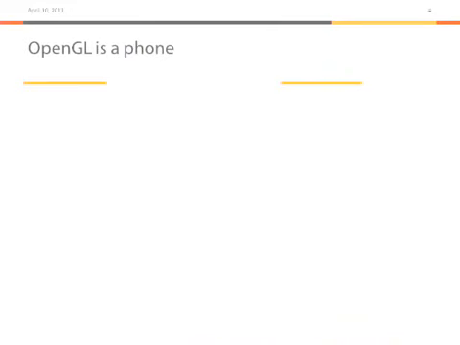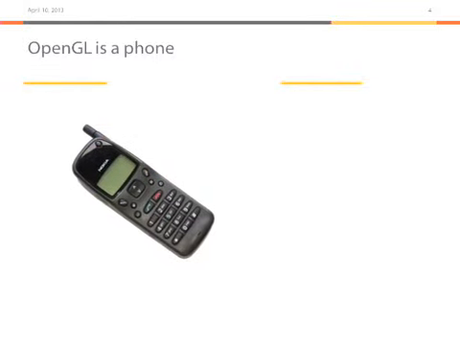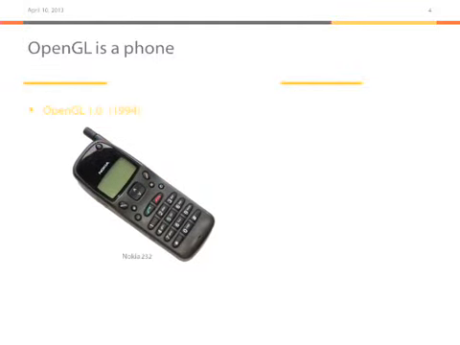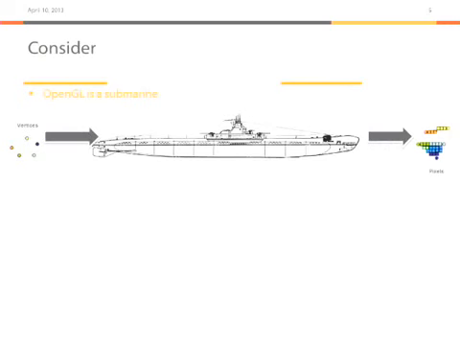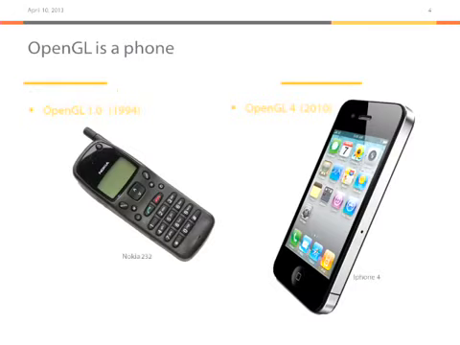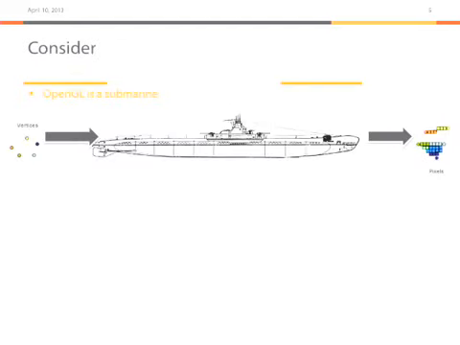Just imagine that OpenGL is a phone. It means that you have been using OpenGL, the first version from 1994. However, the last release corresponds to 2010, so you don't like to use the old phone, right? So what will be the difference between one way to work or the other one? Imagine OpenGL is kind of a submarine.